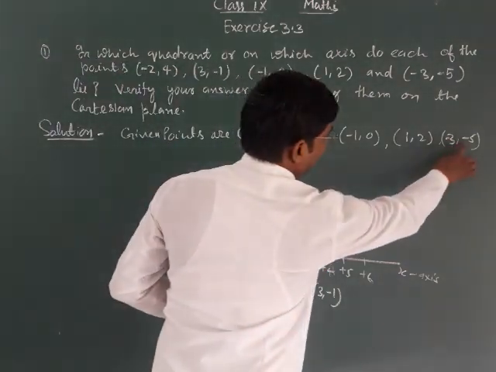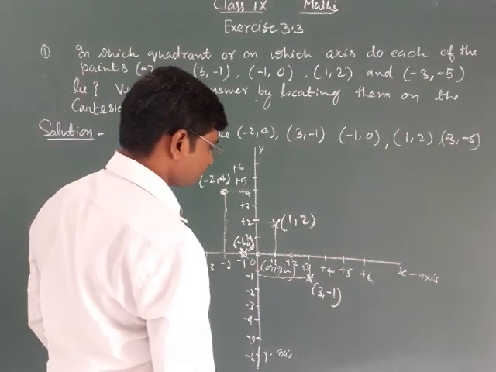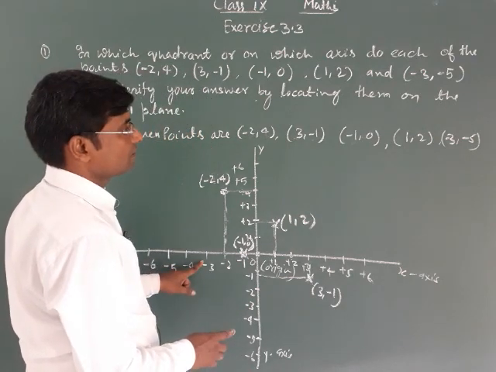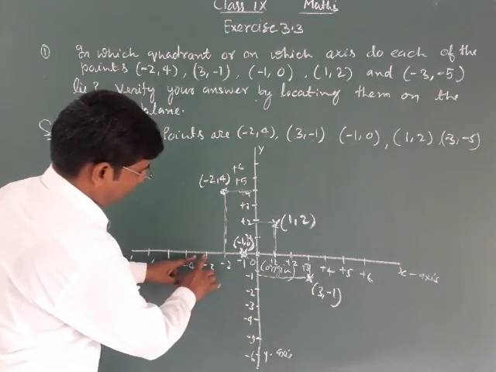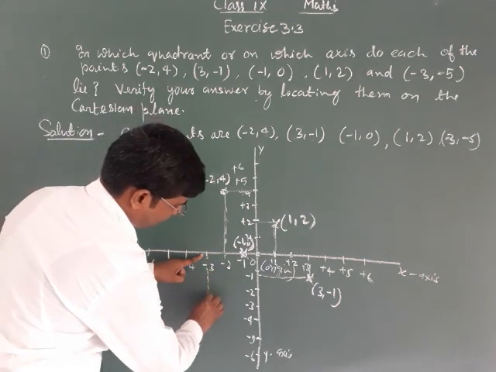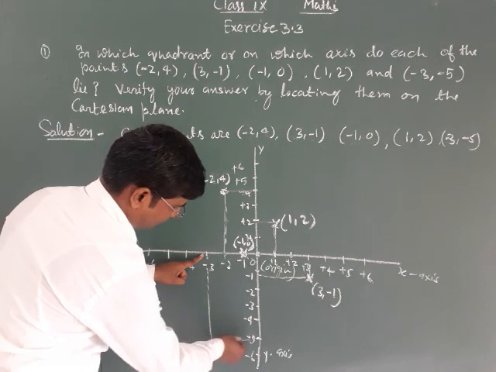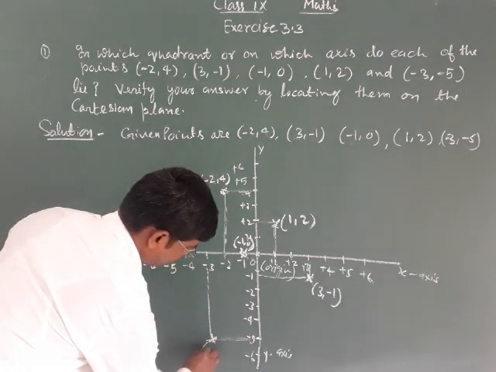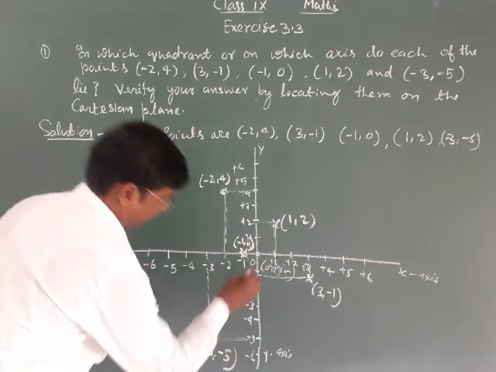Then (-3, -5). The abscissa is minus 3 and the ordinate is also minus 5. So go to minus 3, then down to minus 5. So this is (-3, -5).